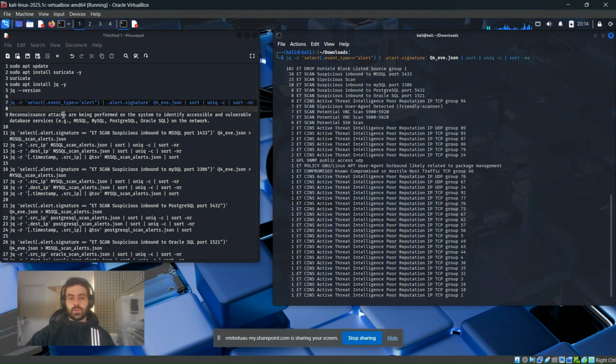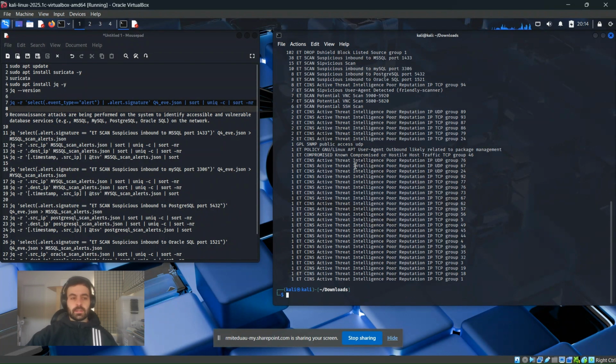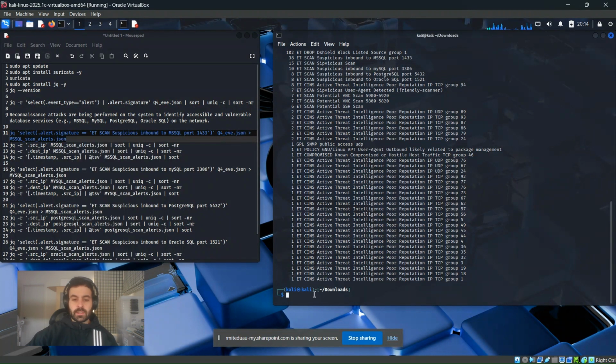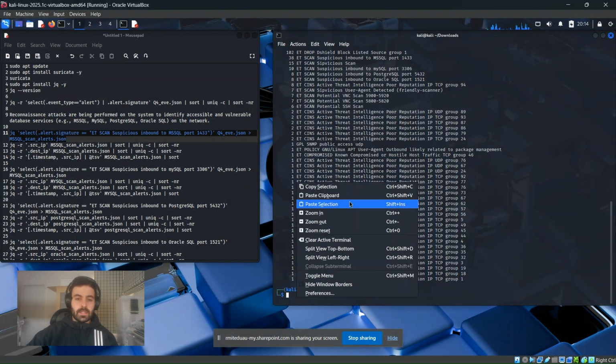So in regards to databases, the hypothesis that I was doing was reconnaissance attacks are being performed on the system to identify accessible and vulnerable database services on this network. Now we're just going to go through and look at each type of database and the alerts that they had, and see who was attacking and at what times they were attacking.